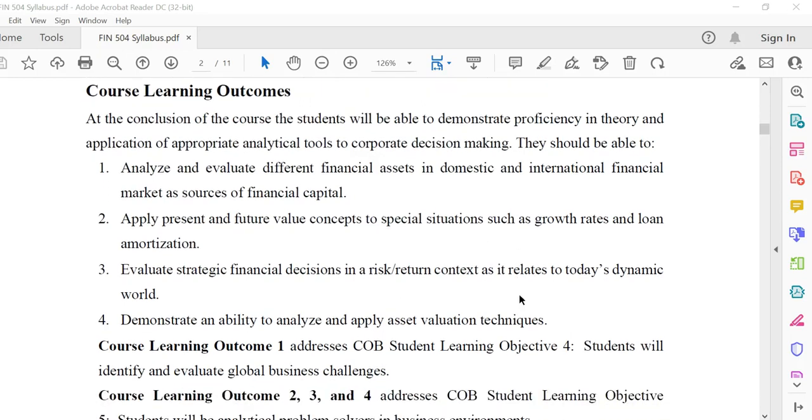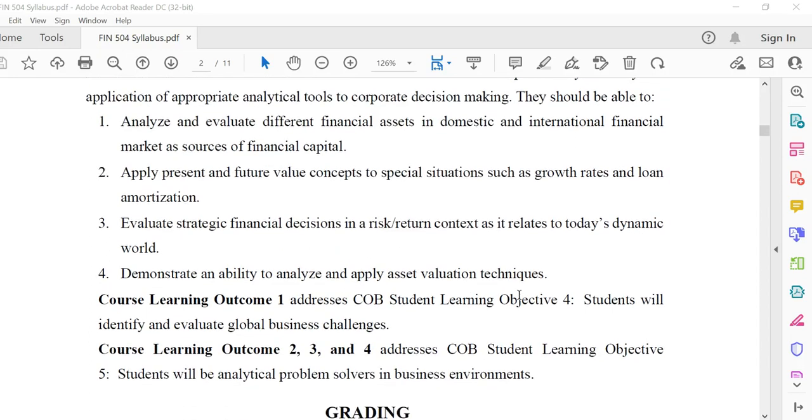So these would be the major learning outcomes for this specific course, and by understanding all that, you should be able to identify and evaluate global business challenges in terms of the financial aspects of the business. And also you should be able to analytically solve those problems which come in the business environment. We will learn how to solve those problems.